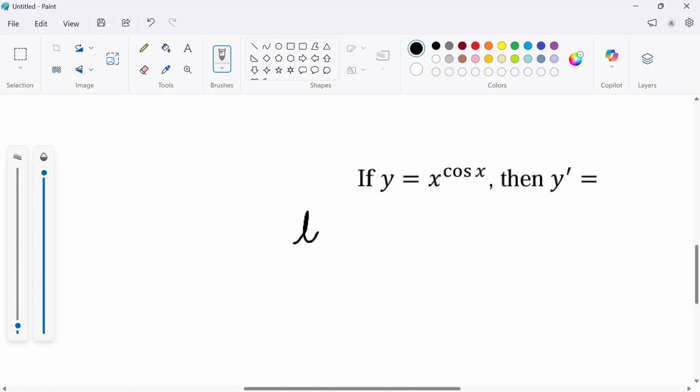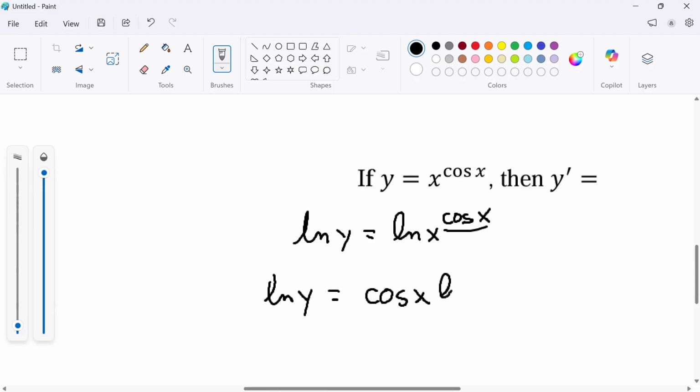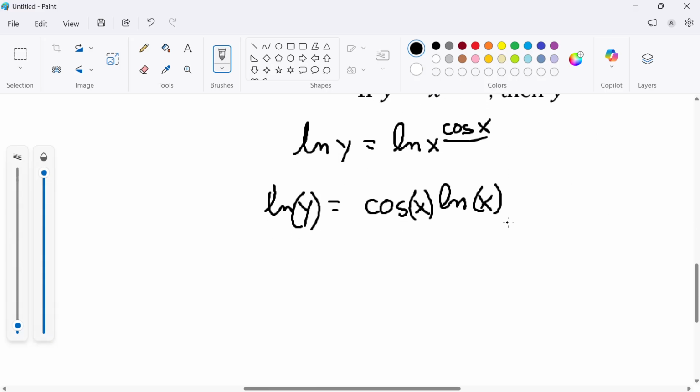Take the natural log of both sides. Natural log of y equals natural log of x raised to the cosine x. And then I can take this exponent and move it out in front. Natural log of y equals cosine x times natural log of x. And I should really put these in parentheses so the argument, the thing I'm taking the log or cosine of, is clear. And now I want to use implicit differentiation.